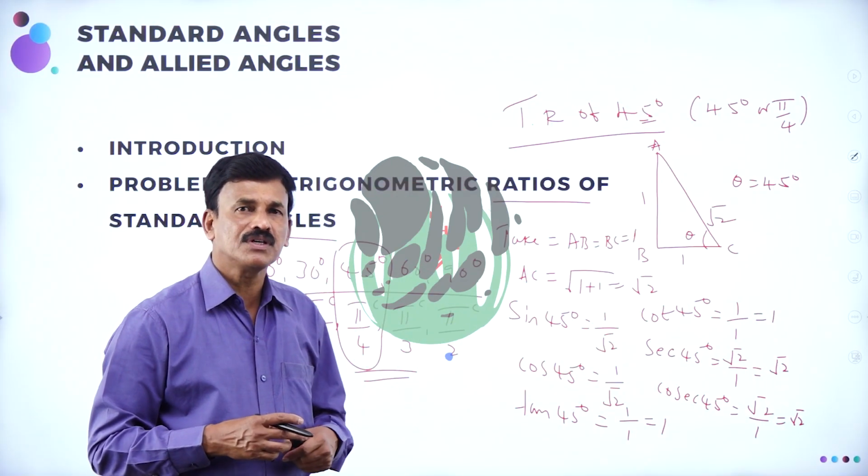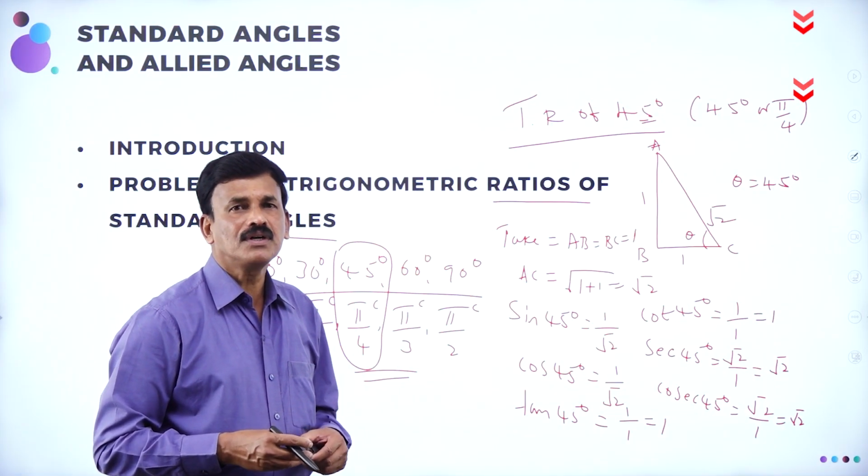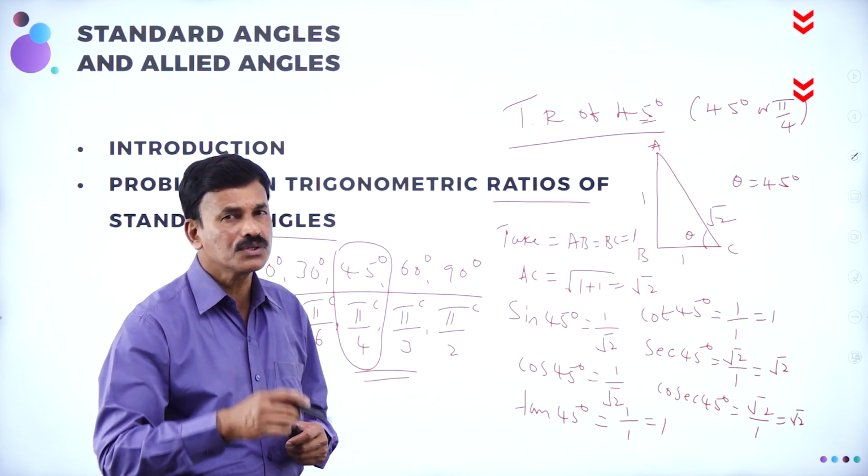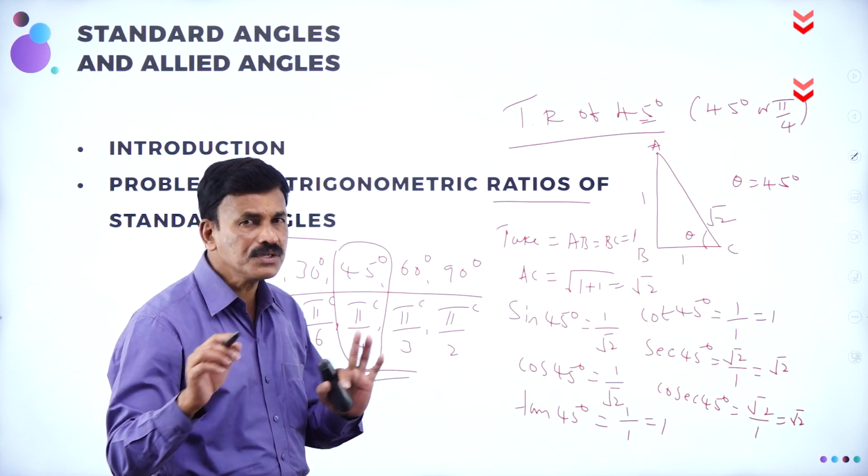Sin 45 and cos 45 are 1 by root 2. Tan 45 and cot 45 are 1. Secant 45 and cosecant 45 are equal to root 2. This is possible only for 45 degrees.